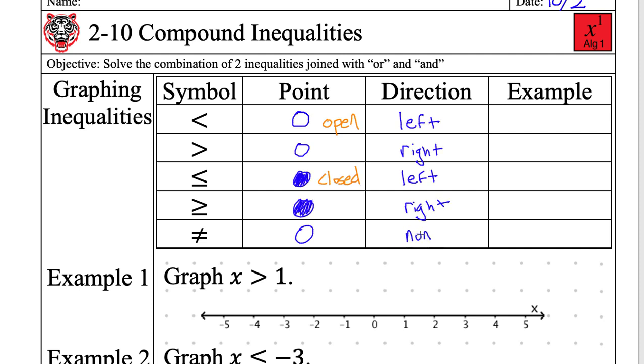Or I guess, instead of saying none, I think a more technical term would be both. Both to the left and to the right. Just not at that point. So it's everything but that point.